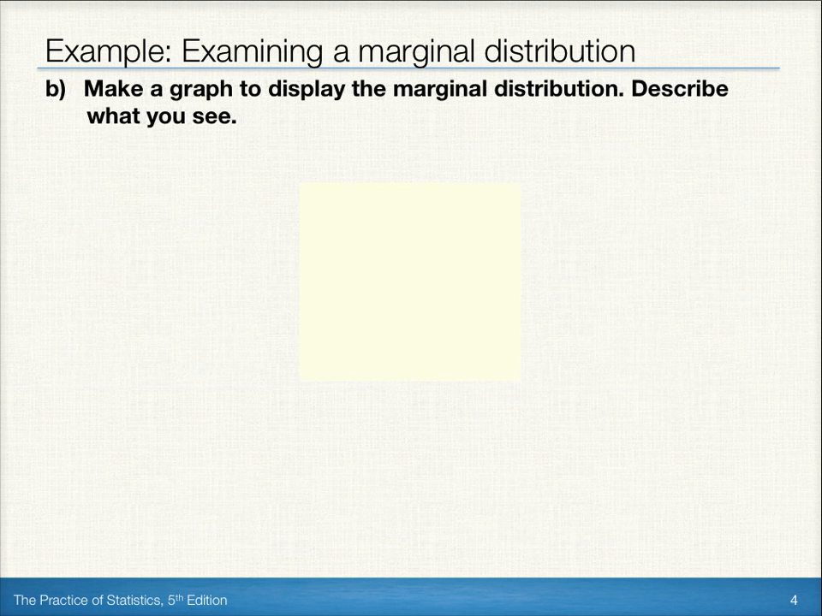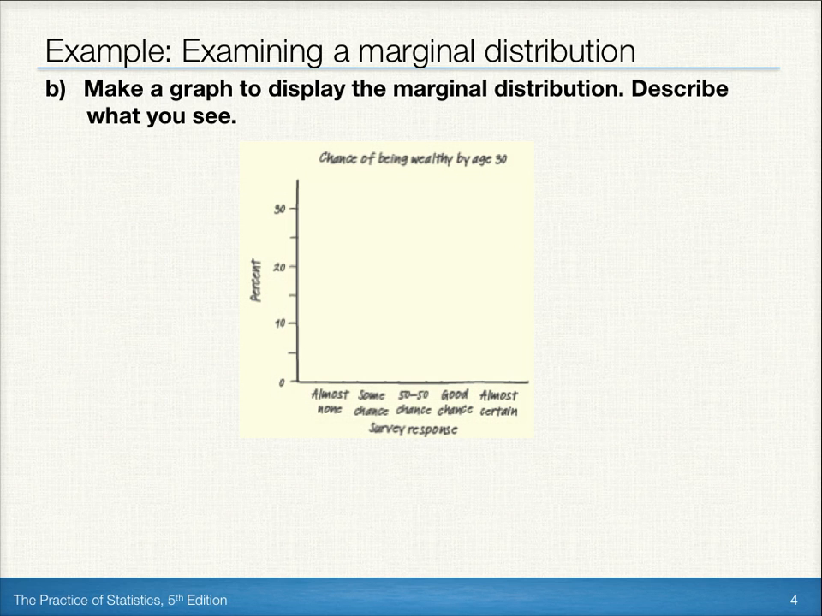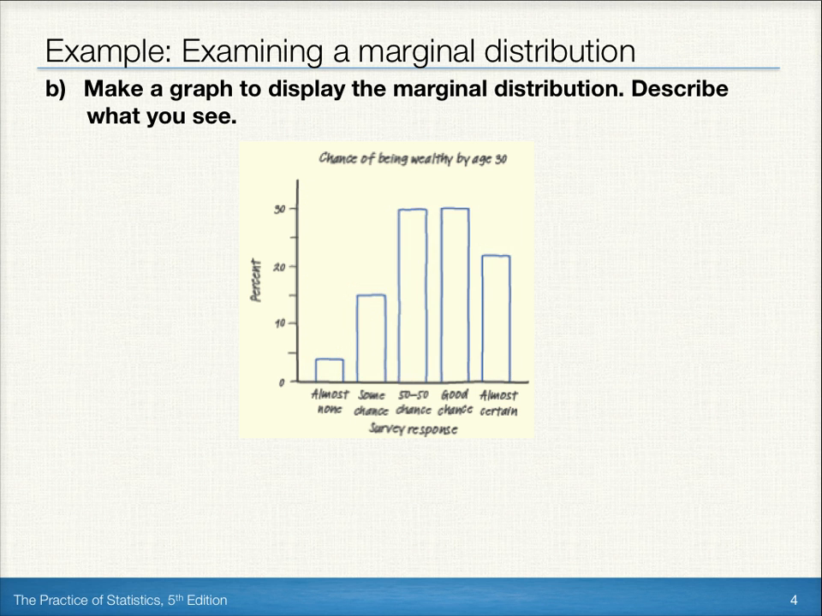Now let's make a graph to display this marginal distribution and describe what we see. As always, we start by labeling our axes. The horizontal axis will be labeled with our survey response categories, and the vertical axis will represent the percents. Since none of our categories had more than 30% of respondents, we'll run our vertical axis from 0 through 30. To make the graph then, we'll draw bars for each category where the height of the bar corresponds to the percent of individuals within that category.